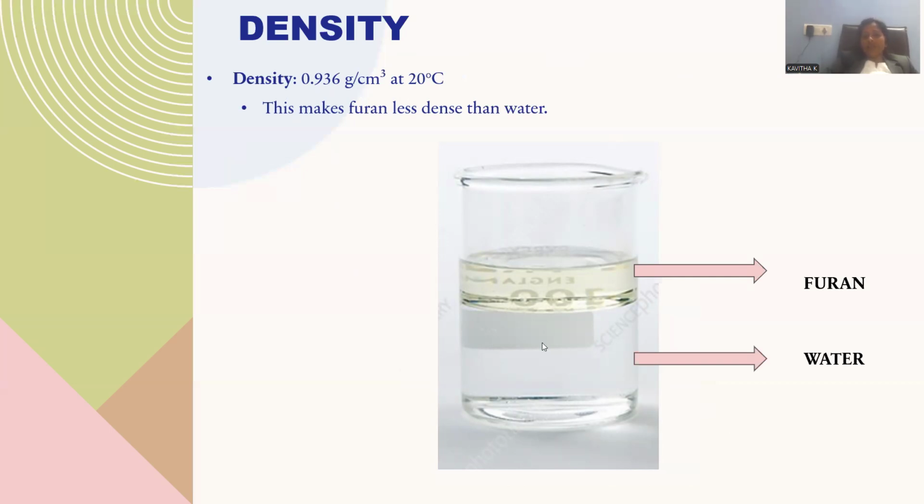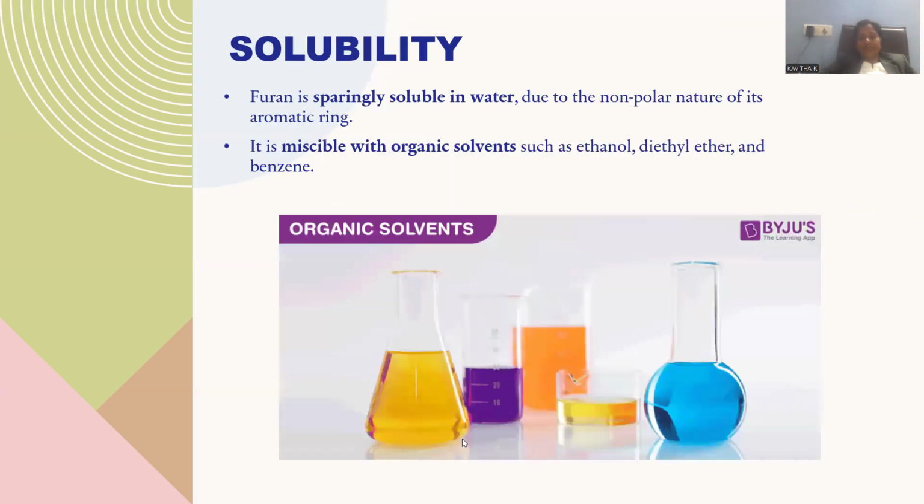So let me mix furan and water. Furan is able to generate a layer. Both are immiscible in nature, because furan is non-polar and water is a polar substance. So furan generates the upper layer because of its lower density, and water is denser, so the lower layer is occupied by water. This is the way density is compared with water.